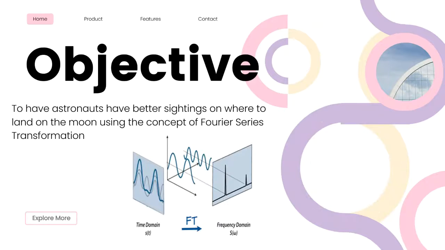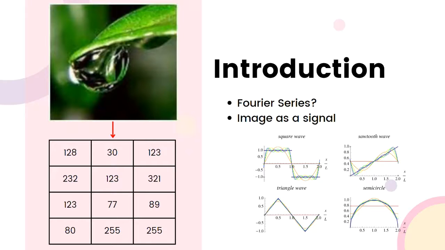The objective of today's presentation is to give astronauts a better sighting of where to land on the moon using the concept of Fourier series transformation. That's the introduction. So what is a Fourier series?